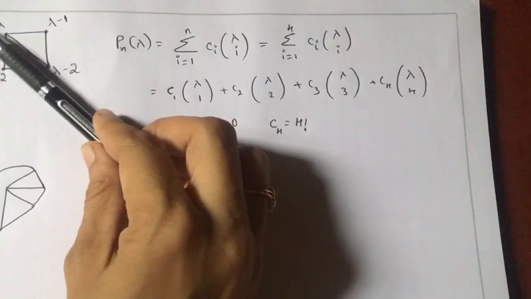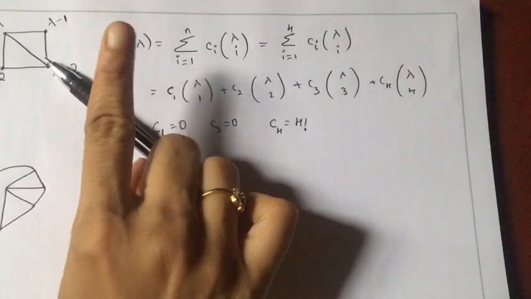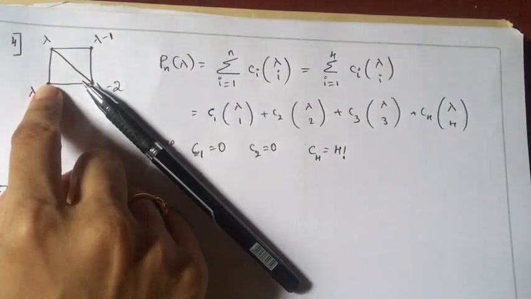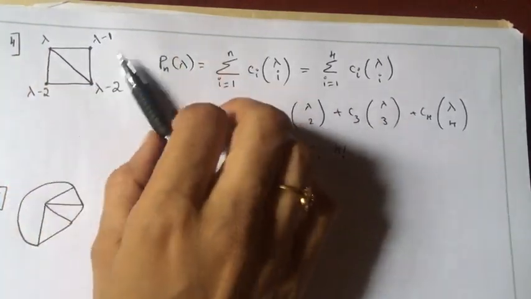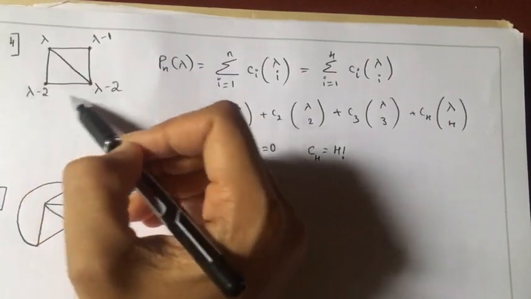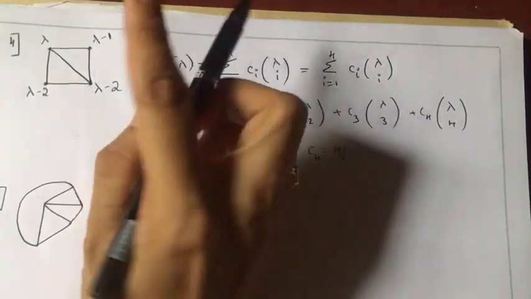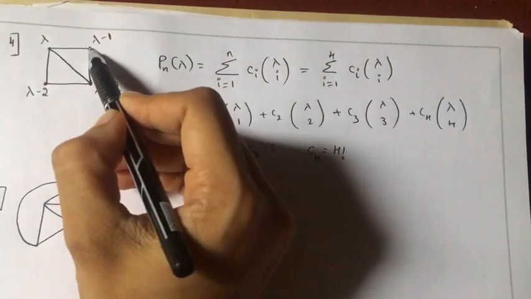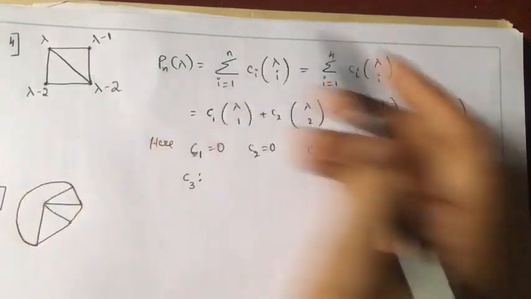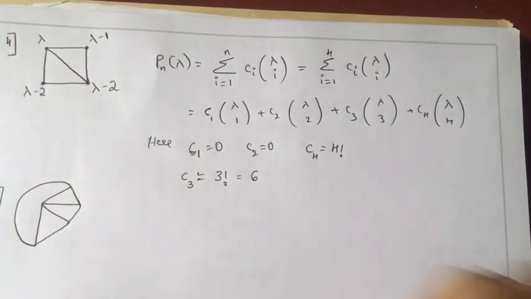So when I give these 3 different colors to these 3 vertices, now this vertex has got only one option, that is coloring it with the same color as this, right? Say this is v1, v2, v3 if I consider. Now v1, v2, v3, I have used 3 different colors for these 3 vertices. Then this vertex has got only one option, right? So that is to color it with the same color as v2. So c3 will be equal to 3 factorial, which is nothing but 6.